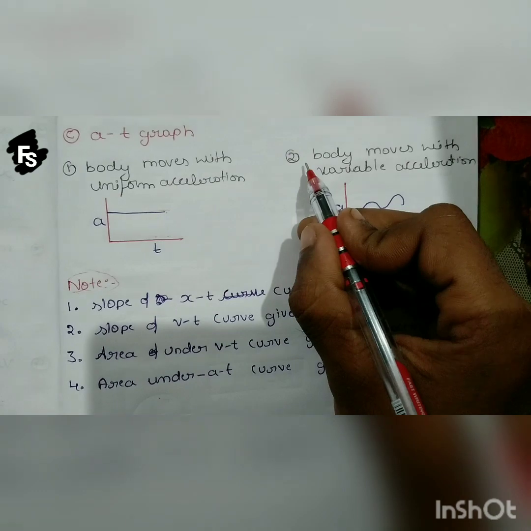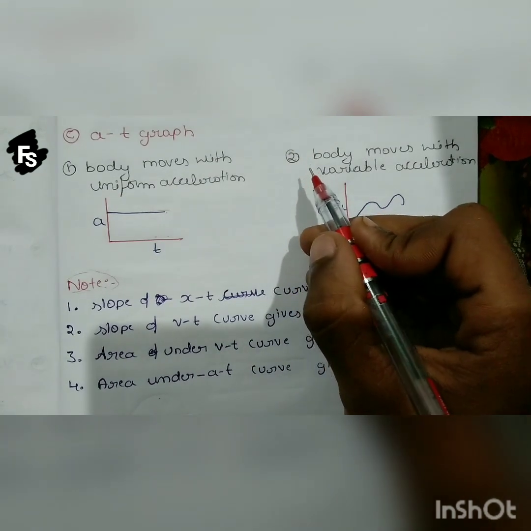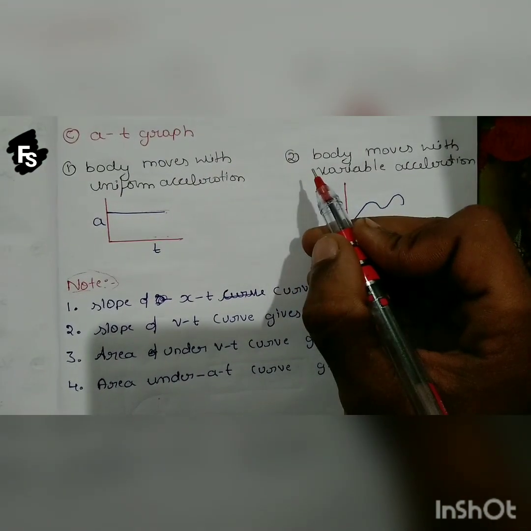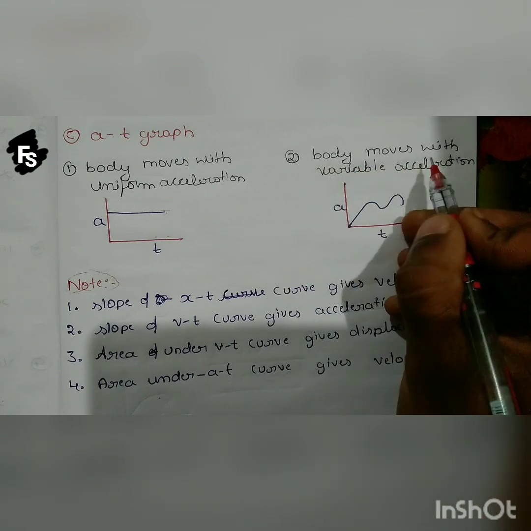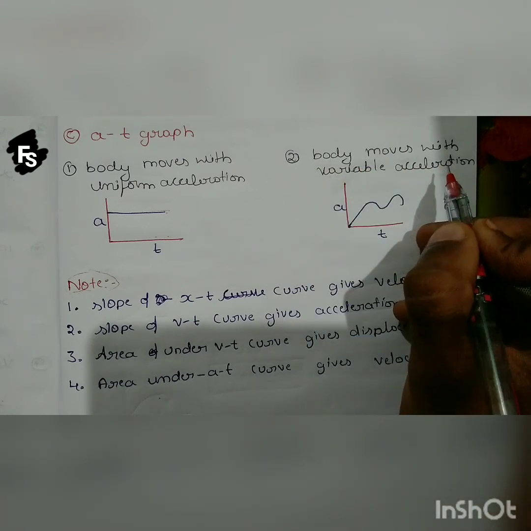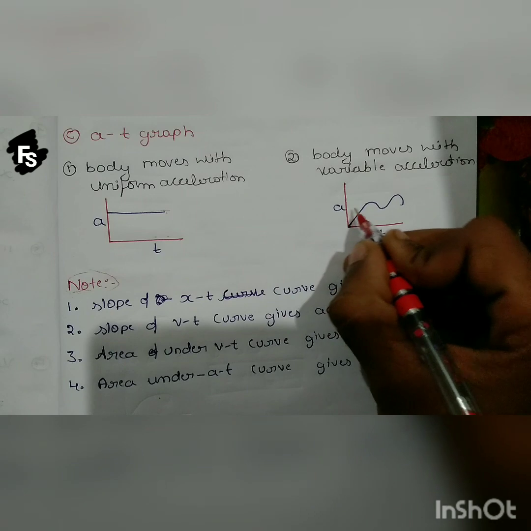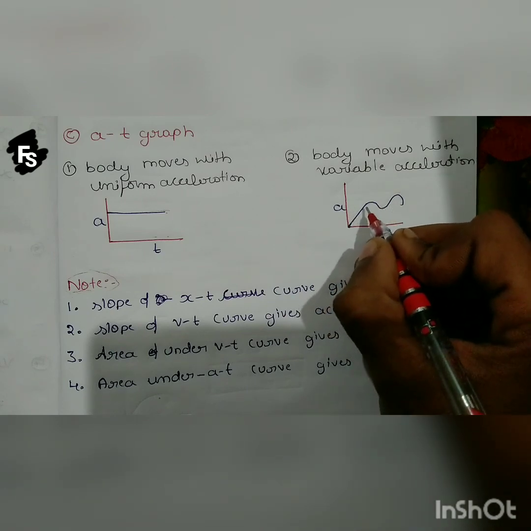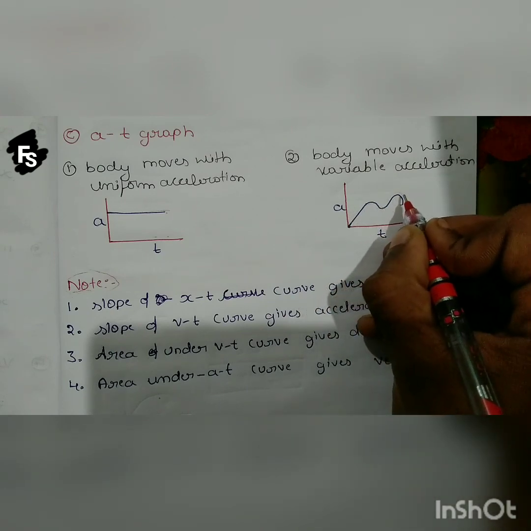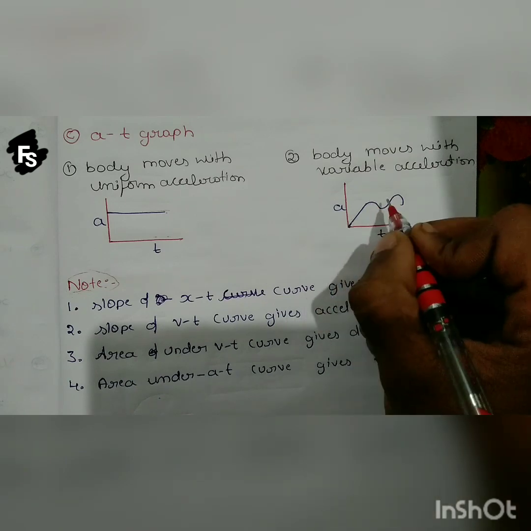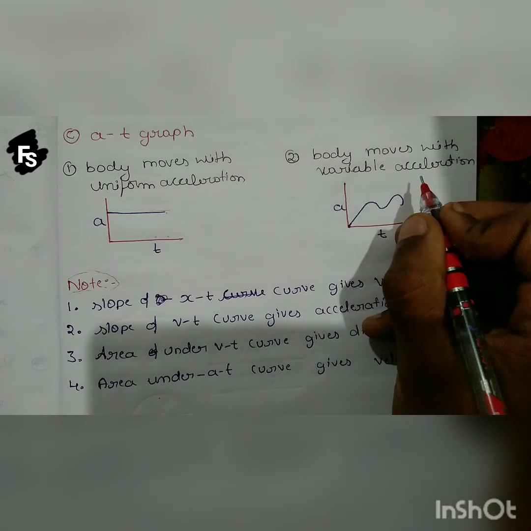Move on to the second graph. Body moves with variable acceleration, which means acceleration is varying. See here, one time up, one time down, one time up, one time down. This graph is known as variable acceleration.